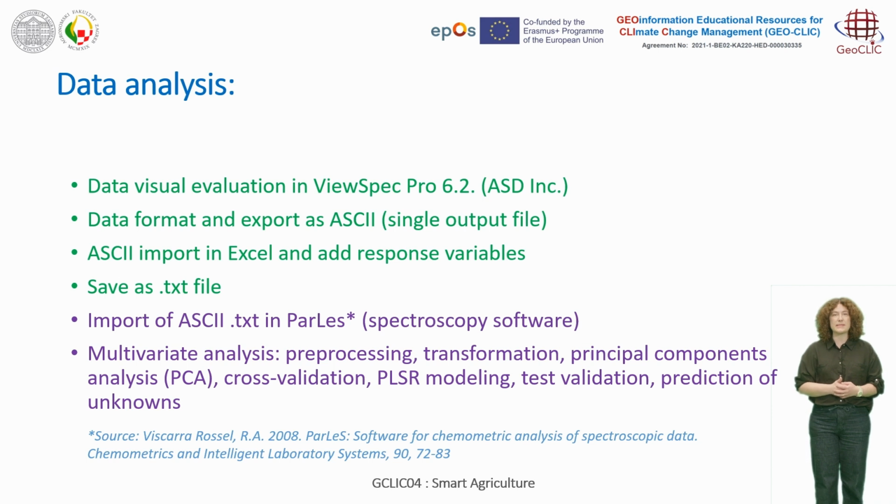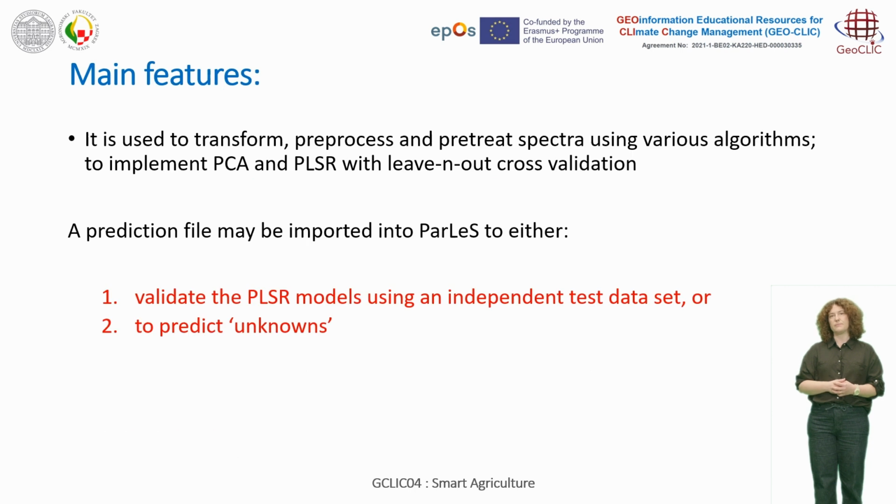We will do pre-processing and transformation of the data. PCA is exploratory analysis to reduce the dimensionality of the data and to find most of the variability. We will use cross-validation to find the optimal model. For predictions, we will use PLSR modeling, validation, and also prediction of the unknowns. The main feature in this data analysis and multivariate analysis is to transform, pre-process, and pre-treat spectra using various algorithms, if that is needed, to explore our data, to find different solutions, and then to find our final model, to implement PCA and PLSR with leave-one-out cross-validation.